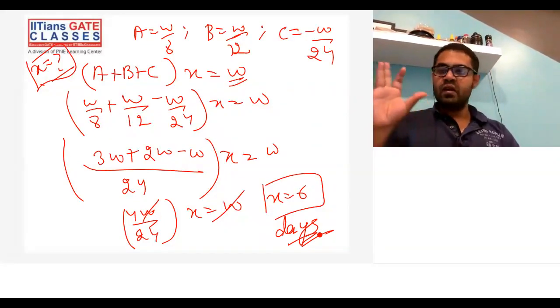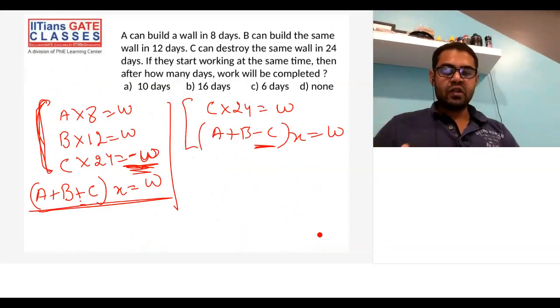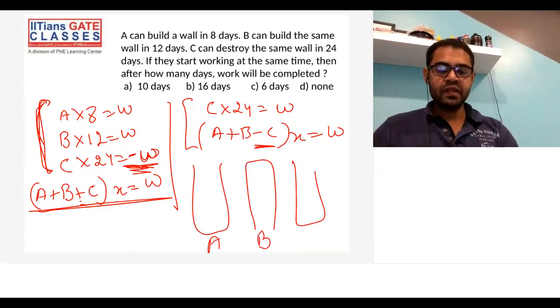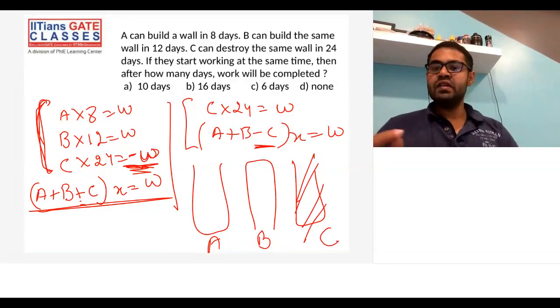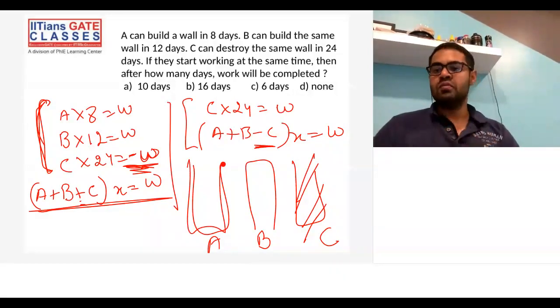Although, see, now what is happening is, in the question, A and B are actually building. A and B are building it. C is destroying it. But the rate at which C is destroying is less as compared to the rate at which A and B are building it. So they will be able to build the wall, or they'll be able to complete the work.